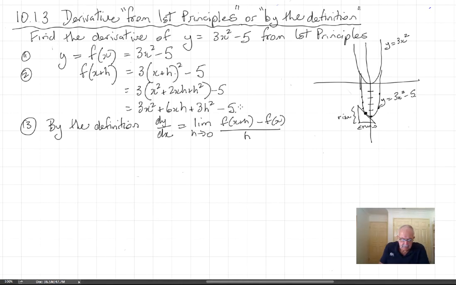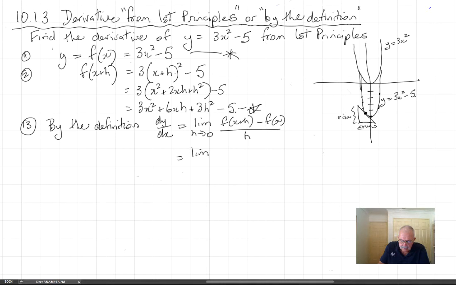Okay, so what do we do next? We've got our f of x, so we can substitute in for f of x because there it is up there. And f of x plus h, we've actually got it simplified, and we've got it up there as well. So we keep writing limit until we actually do the substitution. We can't put h equals 0 in there because we get division by 0.